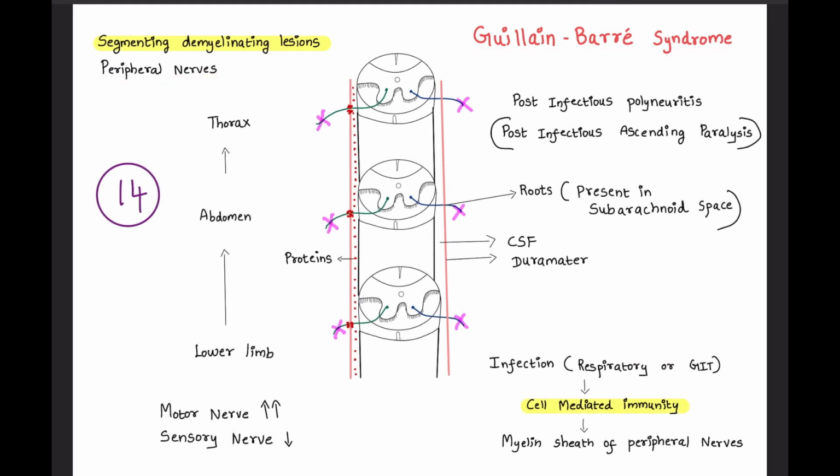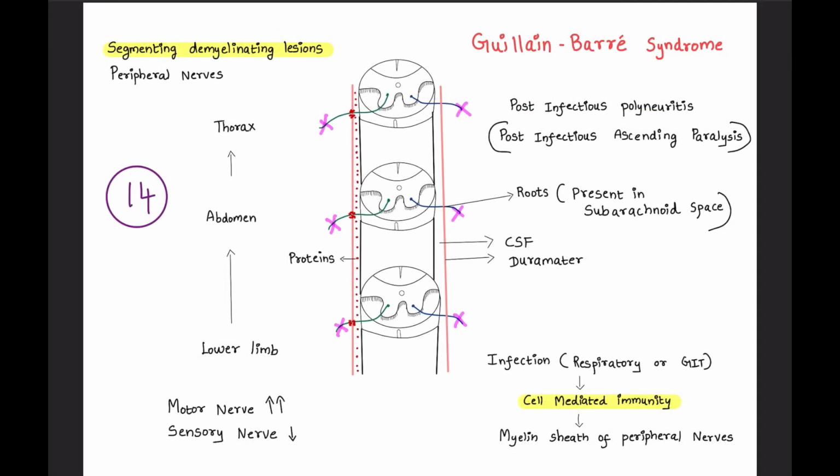You know, there are peripheral nerves and central nerves. Peripheral nerves means going to the peripheral body, that is the upper limb and lower limbs. Central nerves are concerned with your central nervous system. Guillain-Barré syndrome is considered a post-infectious polyneuritis. Post-infectious polyneuritis means there was an infection before this syndrome. That infection may be respiratory or gastrointestinal tract in origin. If there was an infection, there should be an immune system reaction.